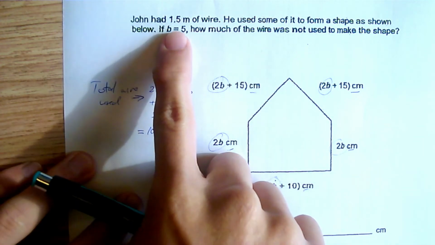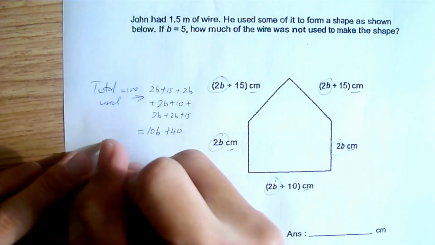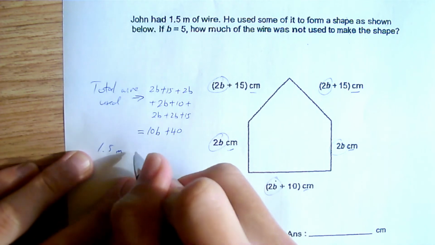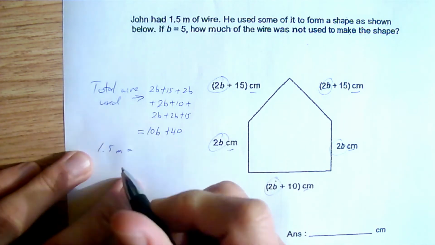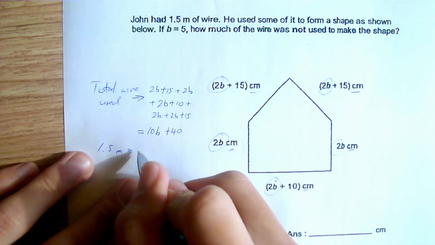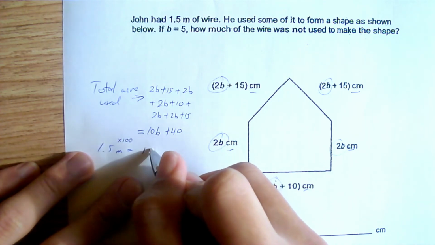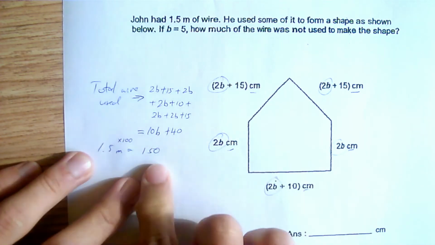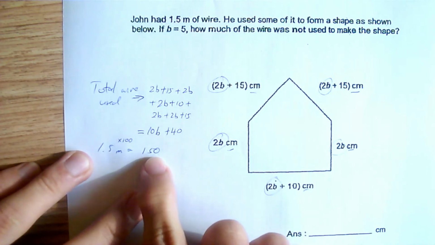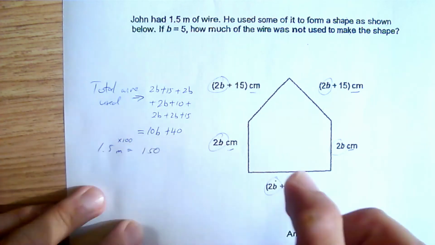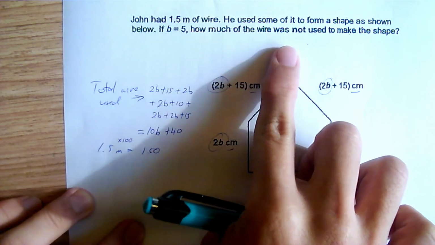Now, we must then change this 1.5 meters. Because this is units conversion, you don't have to put an arrow, you can just put an equal sign. So 1.5 meters converting to cm, you have to multiply this by 100, remember? After that, this will give you 150 cm. So we have to take 150 minus 10b minus 40. Now, how much of the wire was not used?